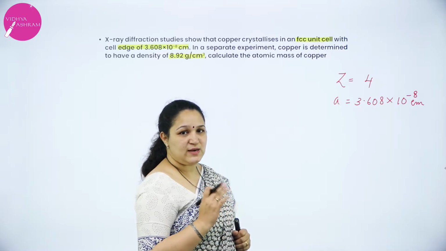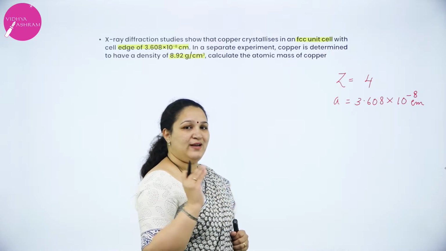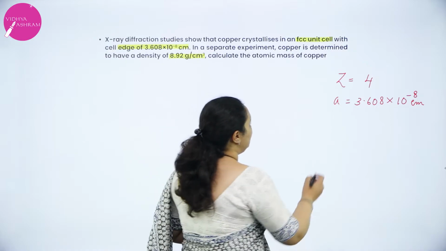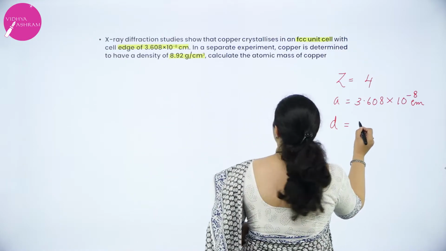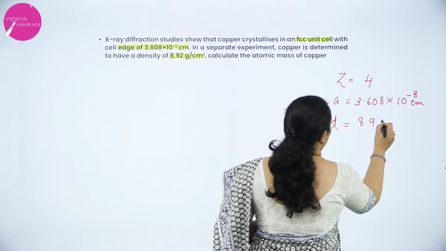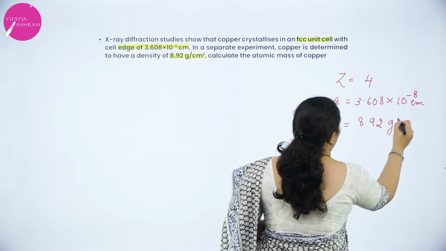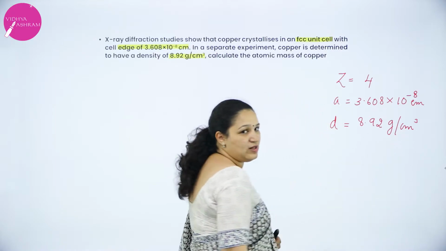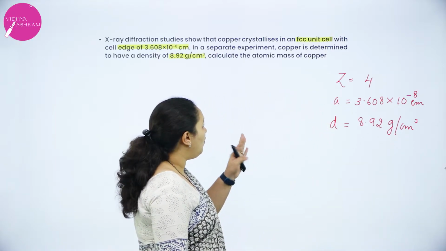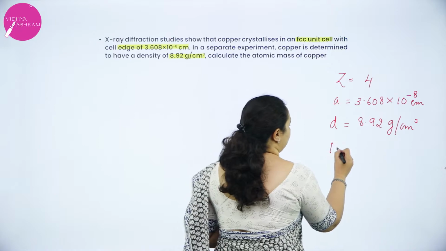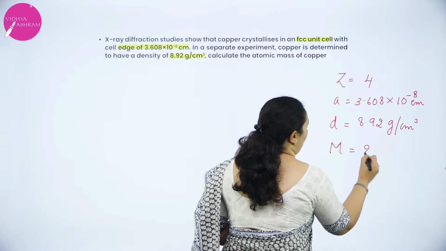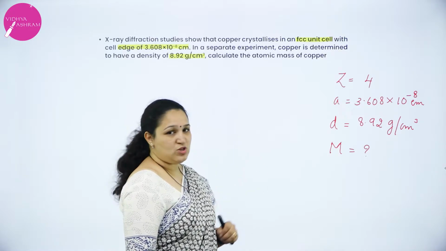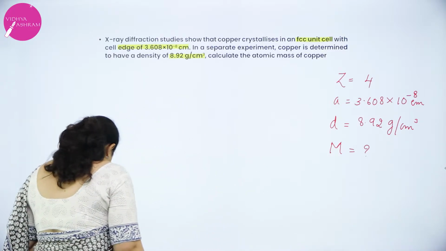You can do the substitution provided your density also is given in gram per cm cube. You can see density D they have given. D is what? 8.92 gram per cm cube. So this is already in centimeter. Here also they have given in centimeter. Now what are you supposed to find out? M. Avogadro number value we already know. So how to solve this problem we shall see.